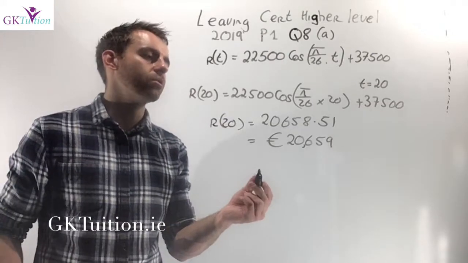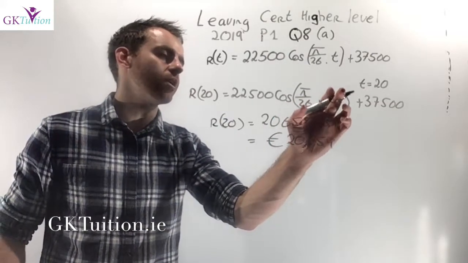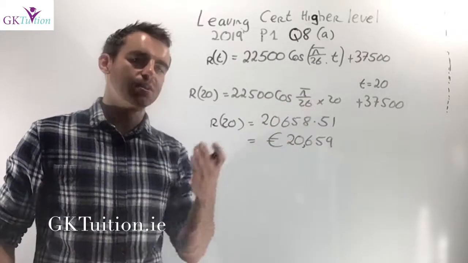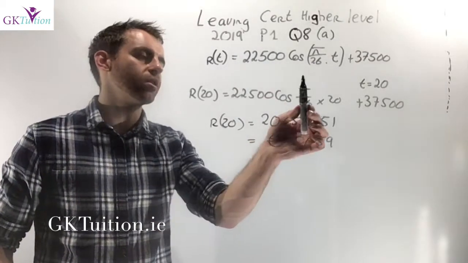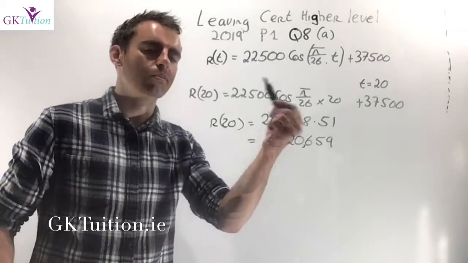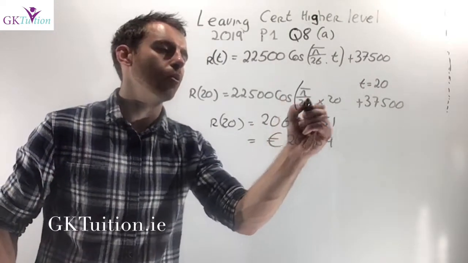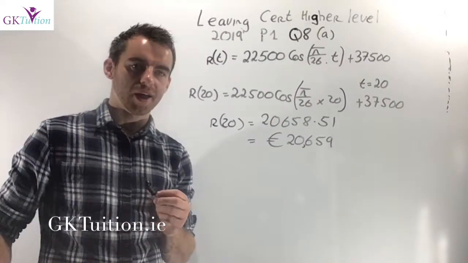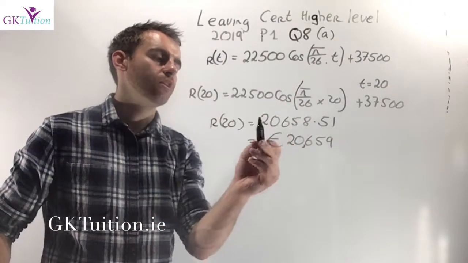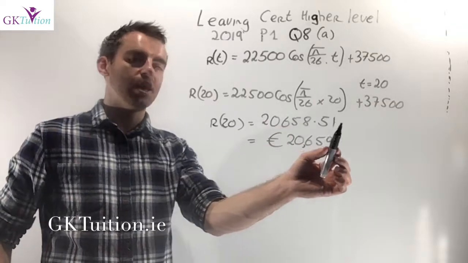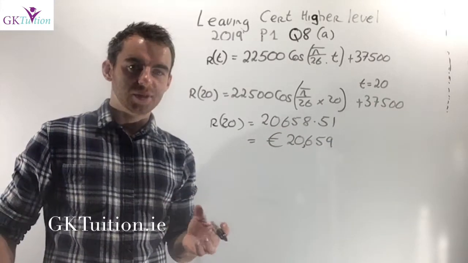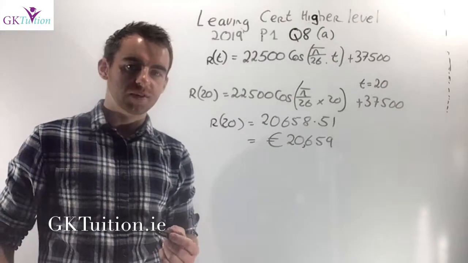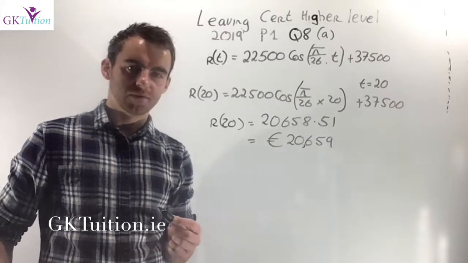I think a lot of students often get the wrong answer here because they forget to put these brackets in. If you don't put in the brackets, your calculator will get the cos of pi over 26 and then multiply that by 20. But you want your calculator to get the cos of all of this, so you have to put the bracket in. If you do, you should get 20,658.51, and it asked me to give it to the nearest euro, so you round up to 20,659 euro. And that's your final answer for part A.